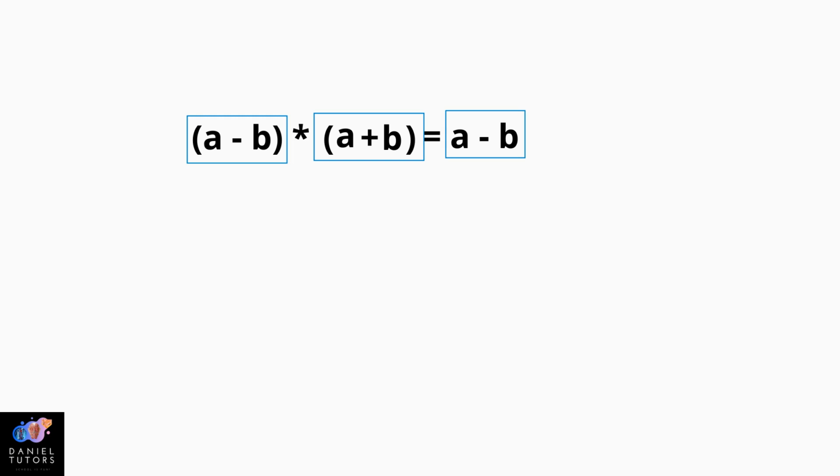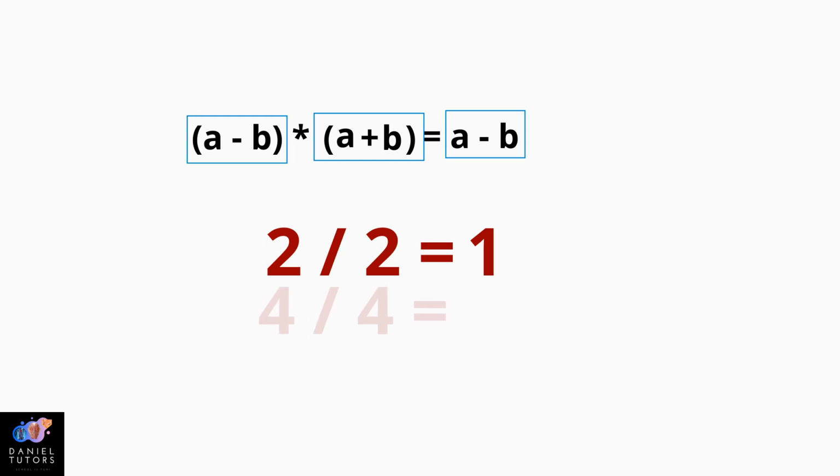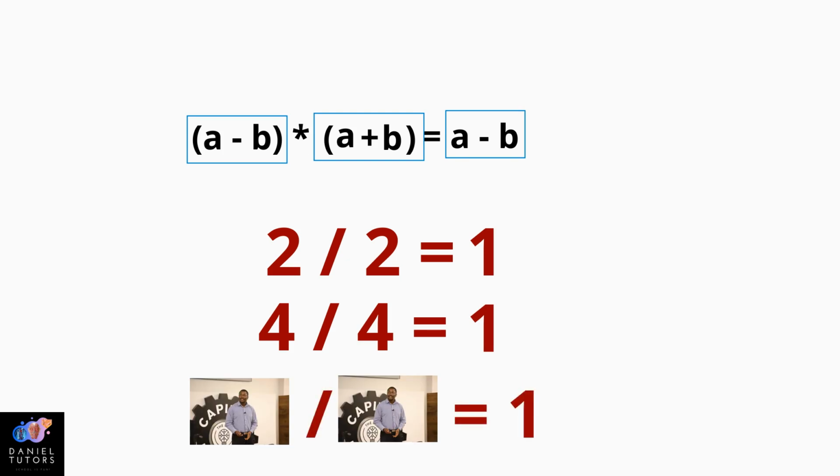This is getting interesting. And now let's remind ourselves how this works. 2 divided by 2 is what? 1, right? Don't worry, don't doubt yourself. You know this. 4 divided by 4 is what? 1? Yes. Daniel Tutors divided by Daniel Tutors is what? 1. All right. The point is usually when we divide something by itself, it gives us 1.